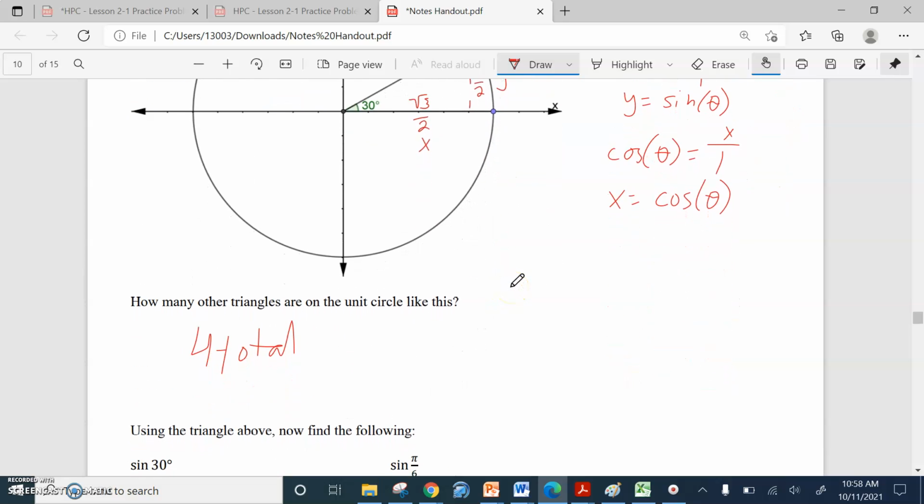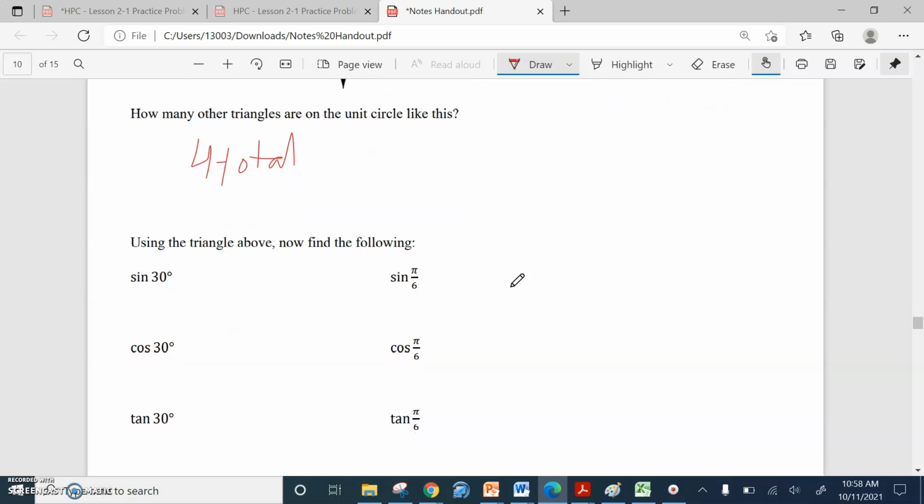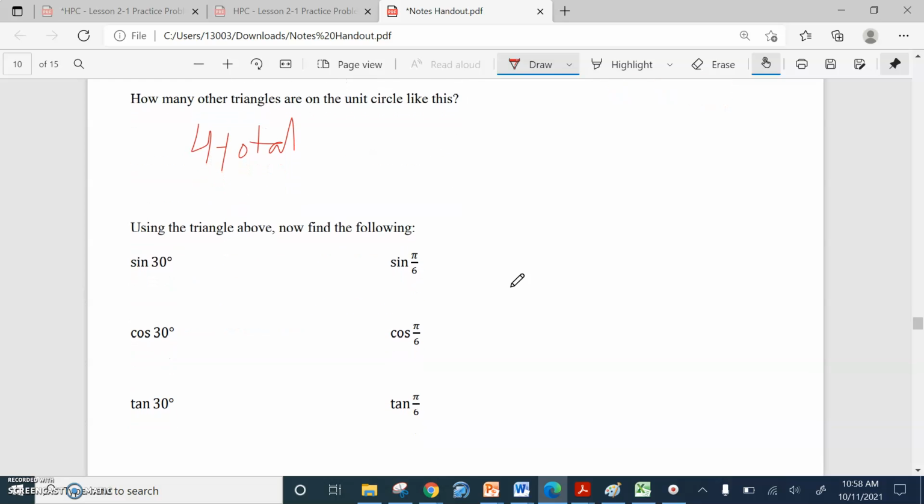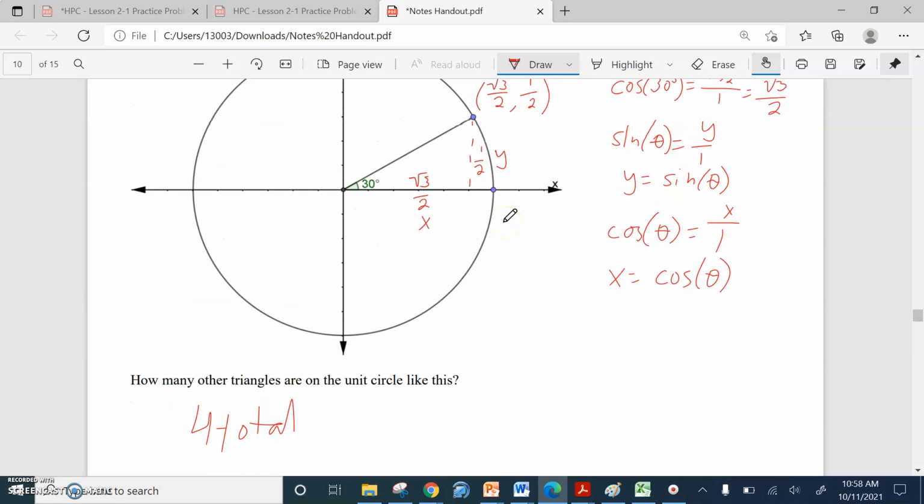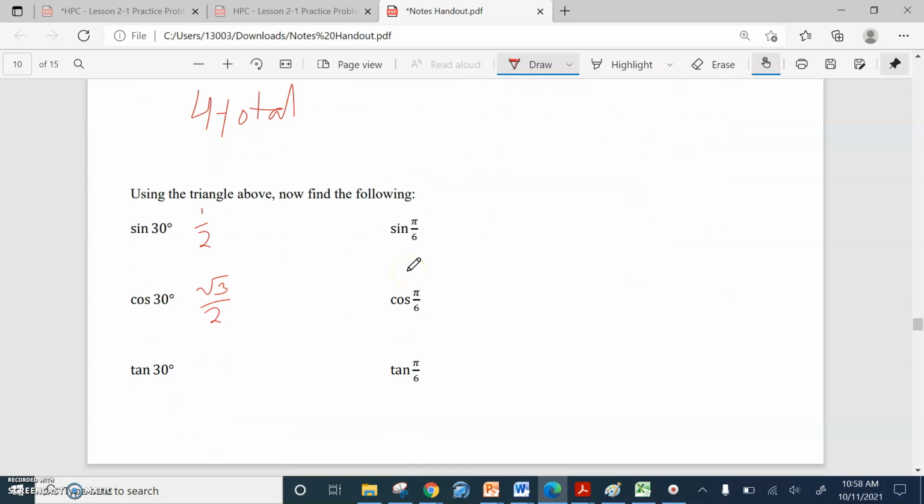How many other triangles? There are 4 total. Sine, cosine, tangent of theta. That was 1/2, square root 3 over 2. Oh, let's do this really quickly. Tangent of 30. Tangent is opposite over adjacent. Well, opposite was 1/2. Adjacent, square root 3 over 2. Okay, let's do that. So that is square root 3 over 2.